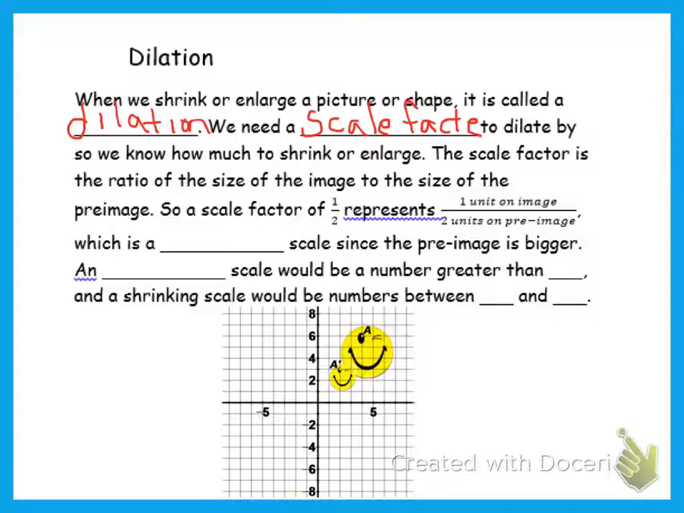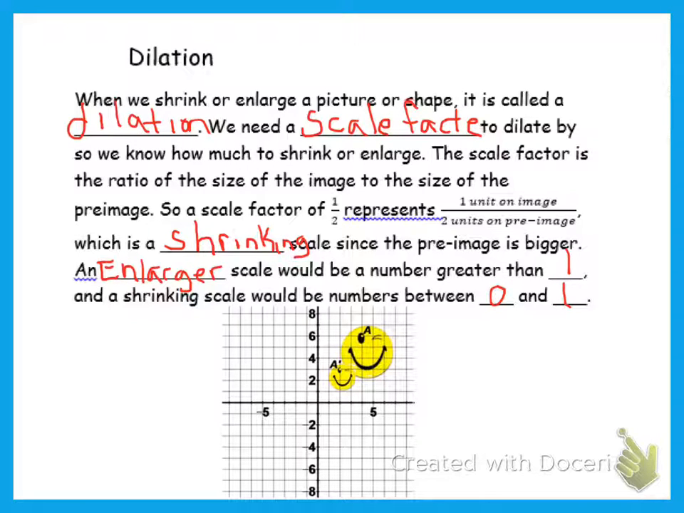So a scale factor of 1/2 represents 1 unit on the image to 2 units on the pre-image, which is going to be a shrinking scale because it's going to make it smaller. Since the pre-image is bigger, we're going to make it smaller, so it's shrinking. Now, an enlarging scale would be a number greater than 1. And a shrinking scale would be numbers between 0 and 1.